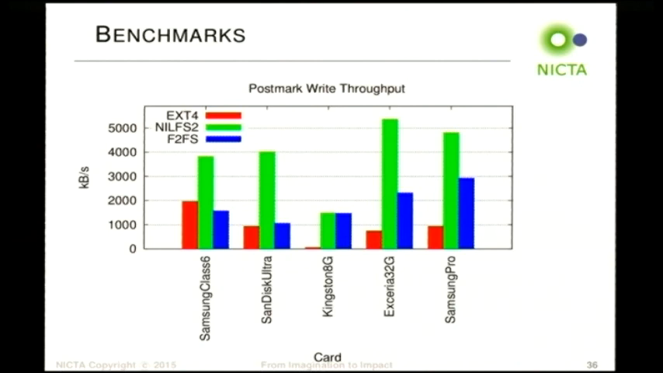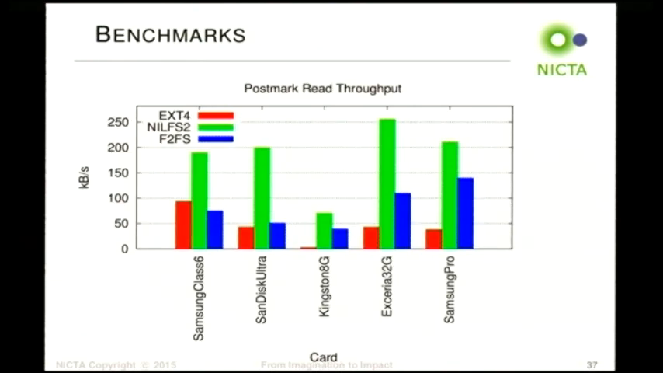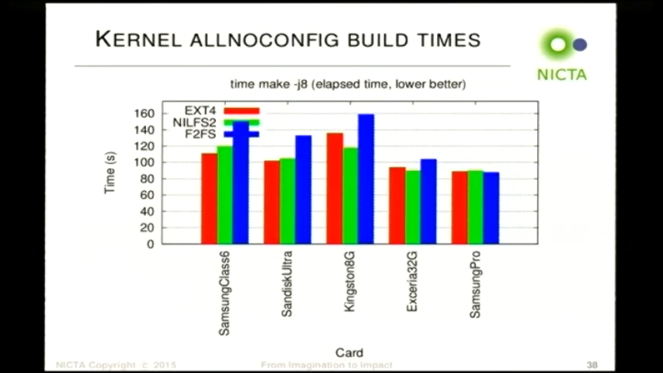Postmark write performance, NILFS outperforms them. That's lots of small files. Postmark read throughput, also NILFS, is beautiful. But these are all micro benchmarks. How about something that I care about? Like building the kernel. This is a make -j8 all no configuration.